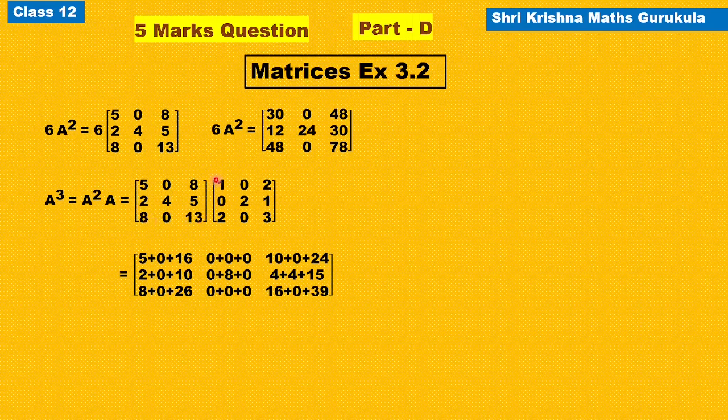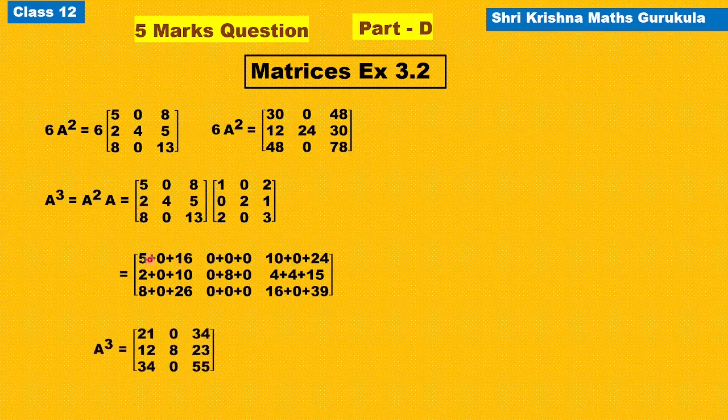Then third row with first column. 8 into 1 is 8, 0 into 0 is 0, 13 into 2 is 26. So it is 8 plus 0 plus 26. And then third row with second column. 8 into 0 is 0, 0 into 2 is 0, 13 into 0 is 0. So it is 0 plus 0 plus 0. Now third row with third column. 8 into 2 is 16, 0 into 1 is 0, 13 into 3 is 39, which will be 16 plus 0 plus 39. On simplifying, we get a cube.